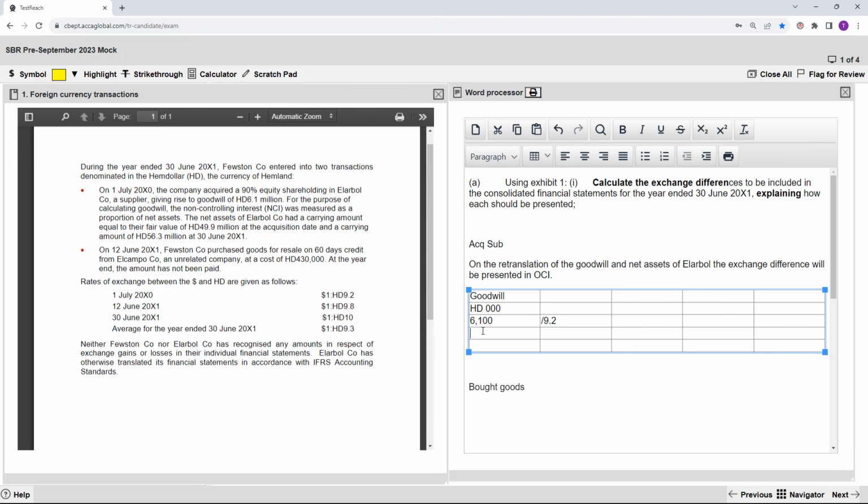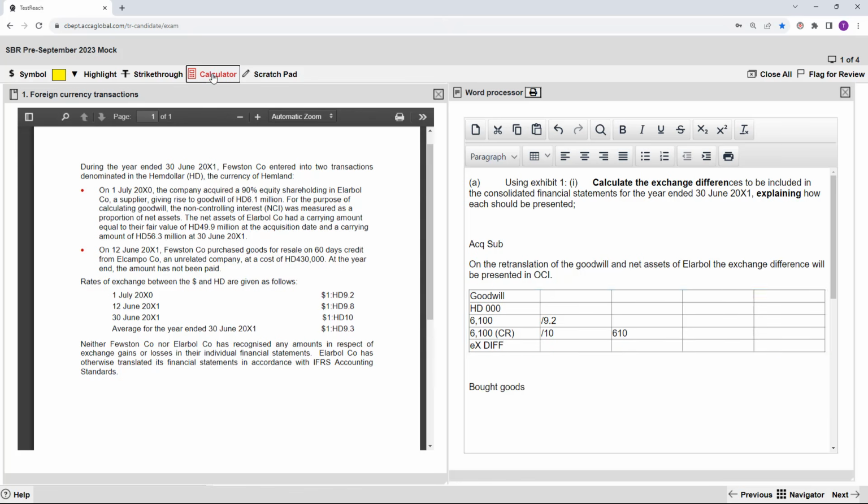And we're then going to be taking the 6.1 at the year end. It's not been impaired, and we're going to be using the closing rate. The closing rate is given to us at year end 30 June X1. The closing rate is 10. So I can do 10 in my head. So that is 610. That's not a problem. And then we will have an exchange difference.